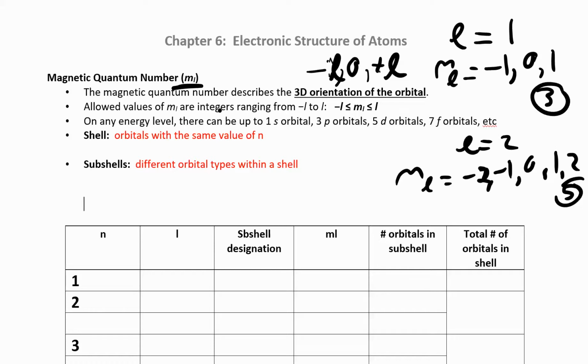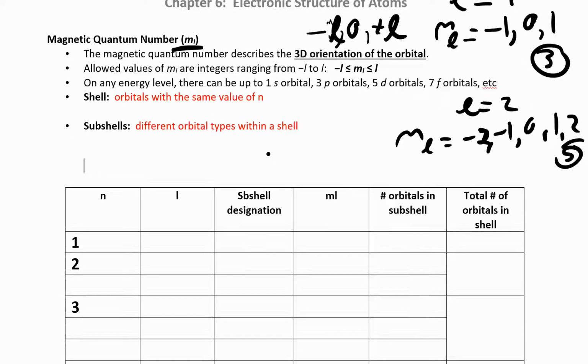That has to do, again, with the ML quantum number. A shell is basically orbitals that have the same value of n, and subshells are a particular type. So I can have a p orbital, or I can have a sum of all my orbitals in that energy level. So in energy level 2, I can have s orbitals and p orbitals. That's my shell. The subshell would be the s or the p orbital. The shell is all of them.